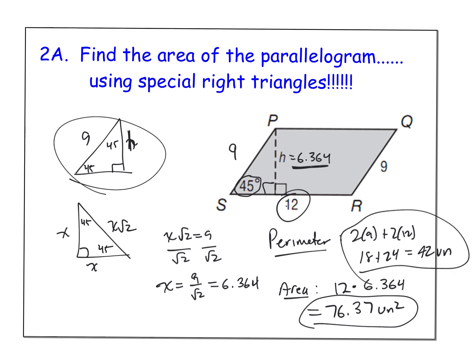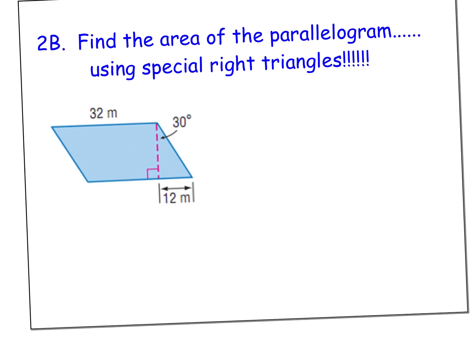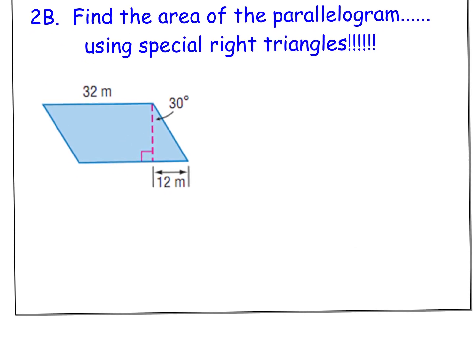And again, if you're unfamiliar with the rules, you can go back and look. I believe they're in 6.2, 6.3, something like that. Just realizing what those relationships are and how to manipulate your numbers so you get the right ones. Okay. Another one using special right triangles. Trying to bring back some memories here.